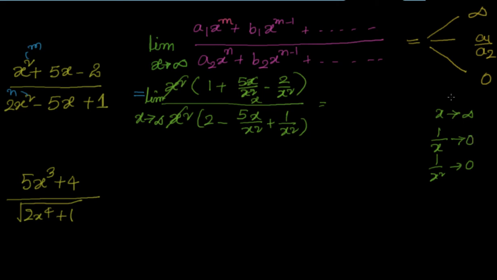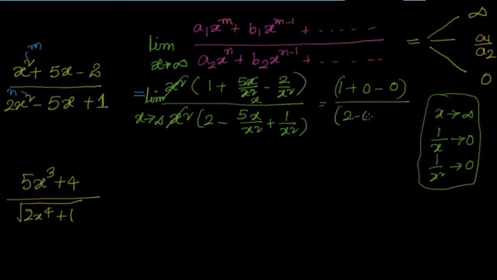In the last session, we understood that if f of x goes to infinity, 1 by f of x goes to 0. So this is nothing but equal to 1 plus 0 minus 0 divided by 2 minus 0 plus 0. That's equal to 1 by 2. So the answer for that is nothing but equal to 1 by 2.